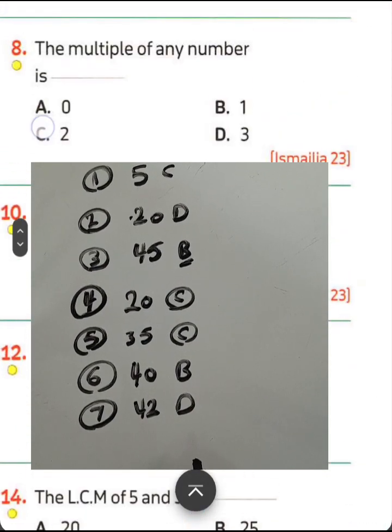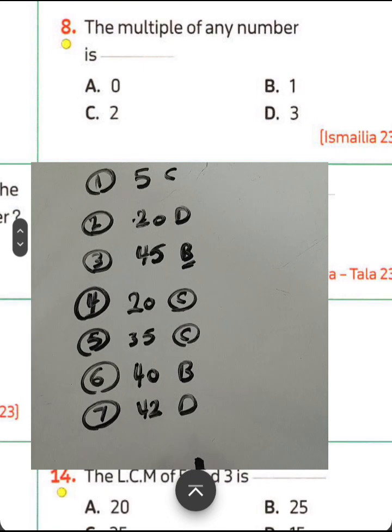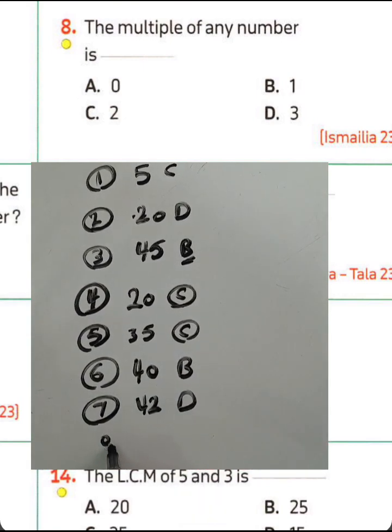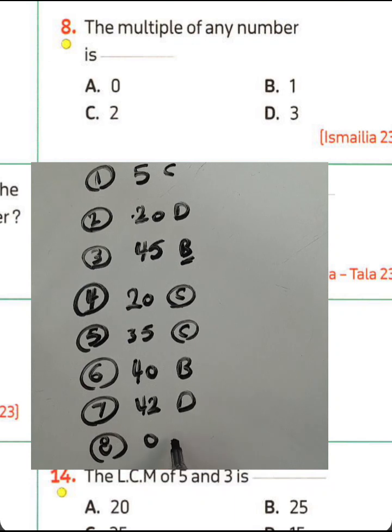Question 8. The multiple of any number will be 0. 0 is a multiple of any number. Choose letter A.